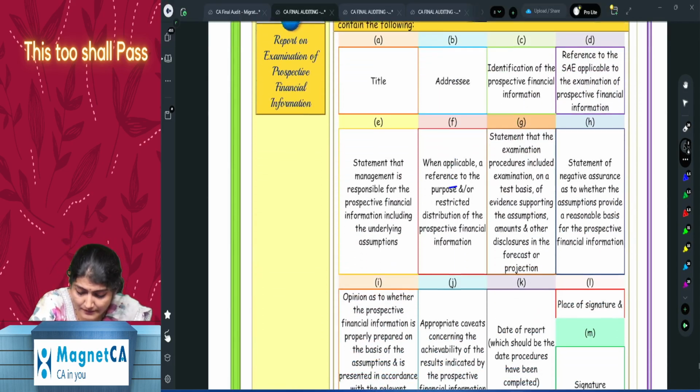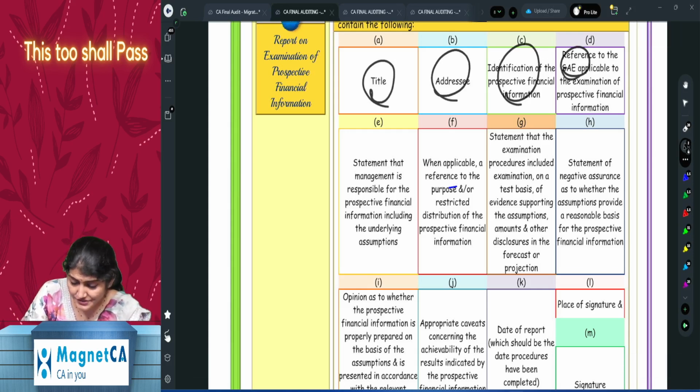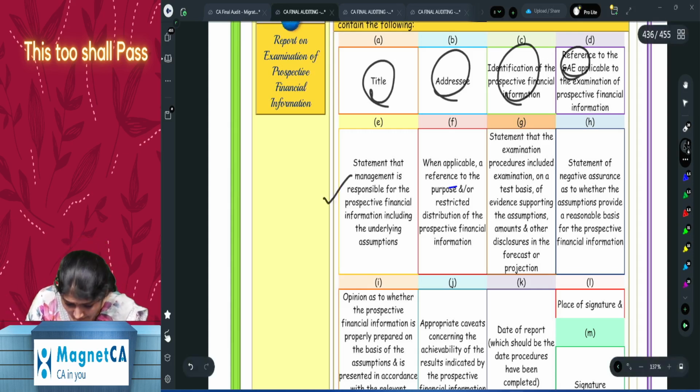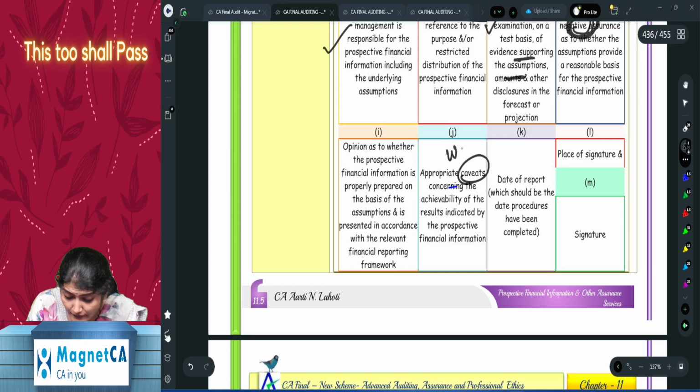Okay. And then we come to the contents of the report, starting with title, addressee, identification of the information. It has been performed in accordance with SAE 3400, management's responsibility, auditor's responsibility. Examination procedures to check the evidence supporting the assumptions. Then your negative assurance. Then the caveat. What is a caveat? A warning.